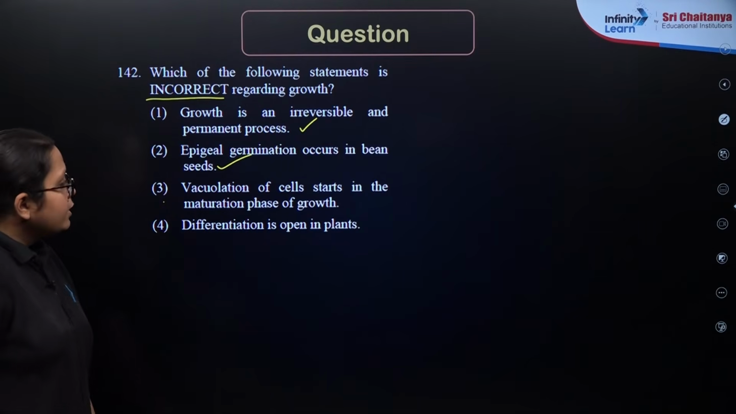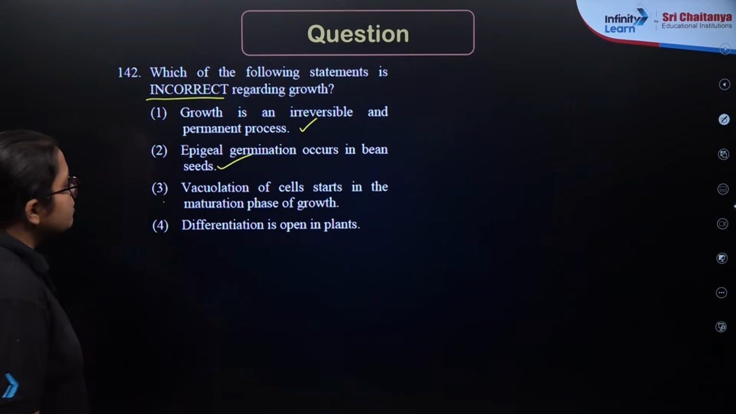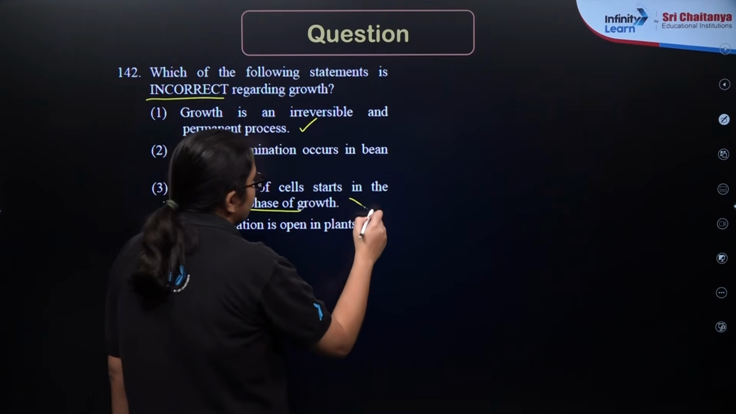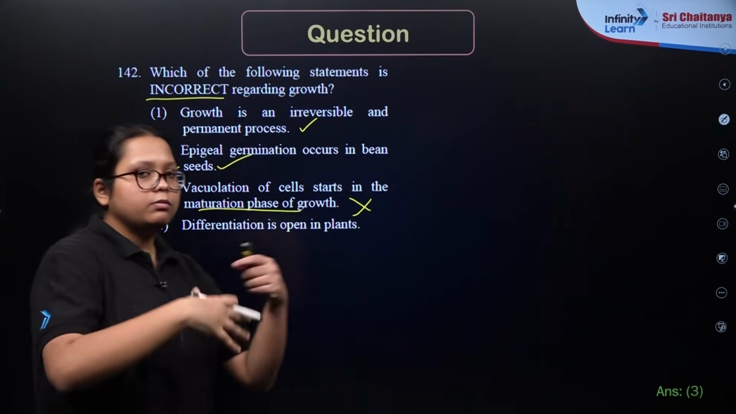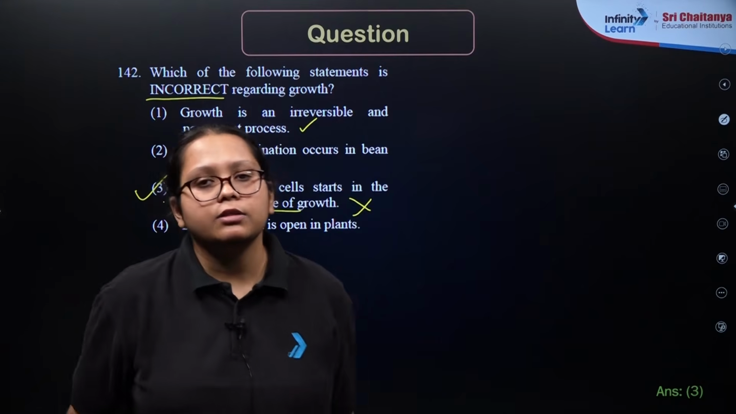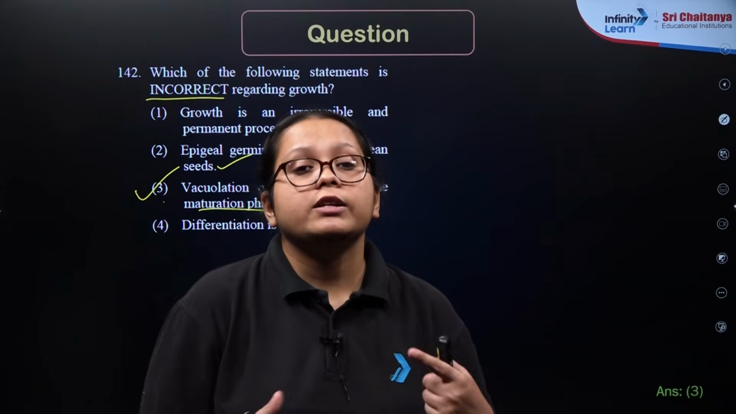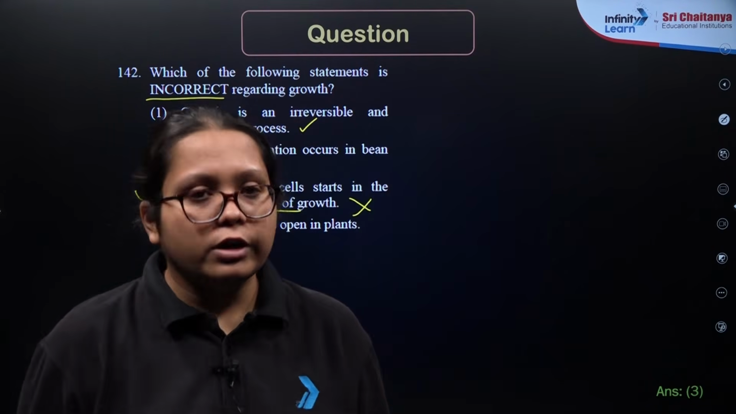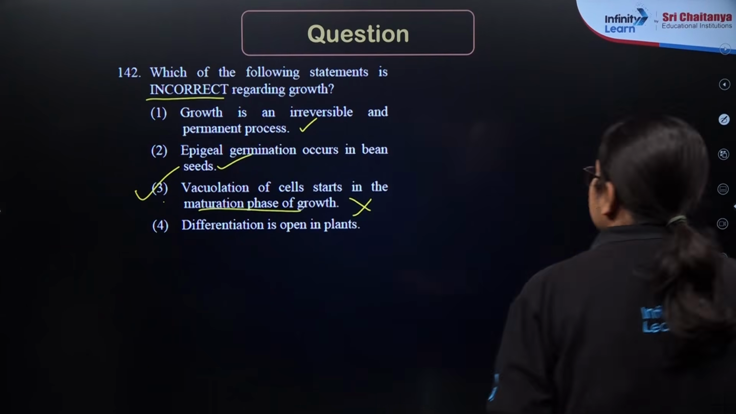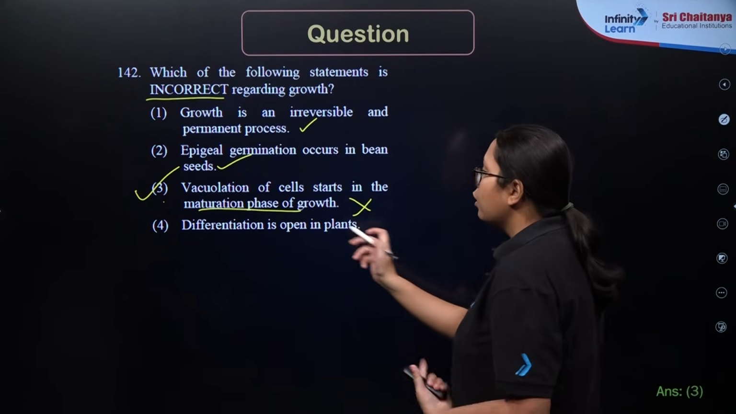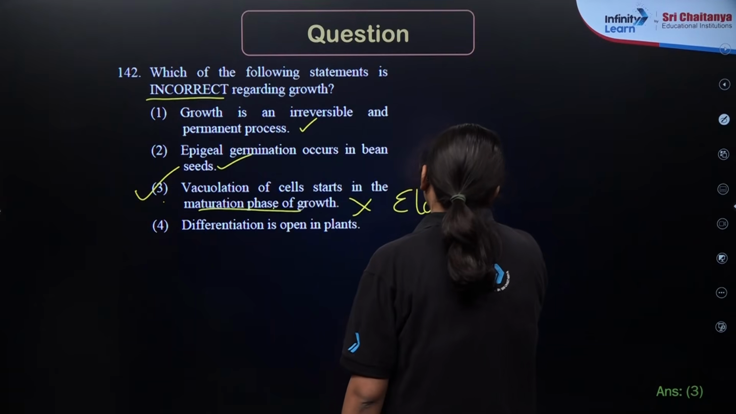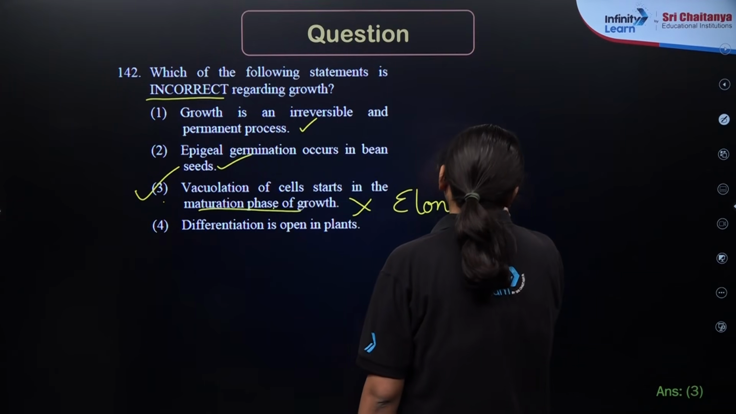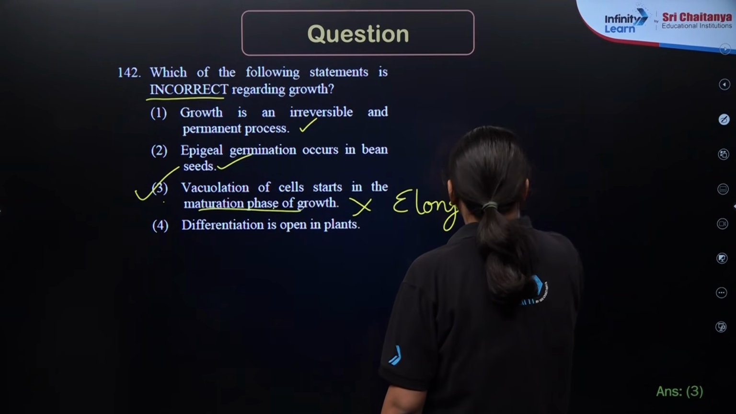Third one, vacuolation of cells starts in the maturation phase of growth. Wrong. Vacuolation means the vacuole is enlarging, water is entering the cell, which leads to cell enlargement and elongation. So vacuolation of cells means it is elongating. So this is not happening in the maturation phase, it happens in the elongation phase. Okay.